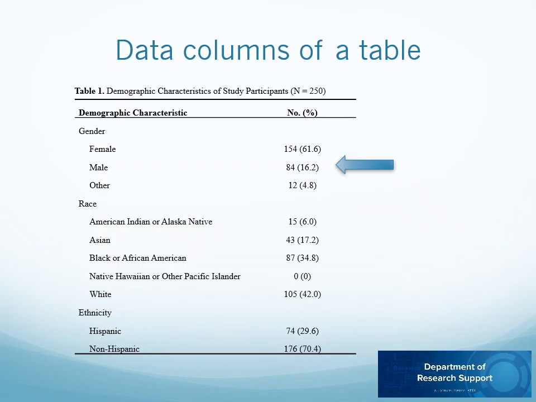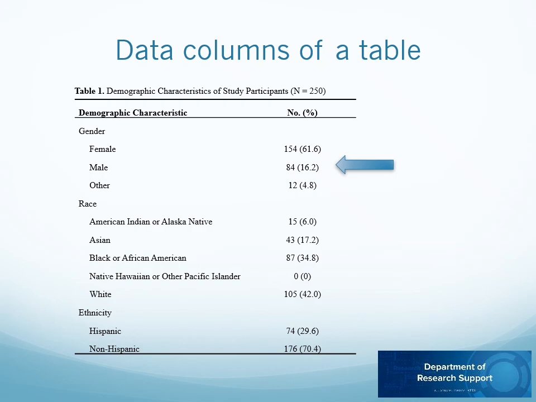Now let's consider the data columns of a table. As previously stated, these columns are centered. Outcomes that are supposed to be reported together, such as frequency and percentage, or mean and standard deviation, should be included in the same column and individual data cells, as shown in the example table for frequency and percentage.